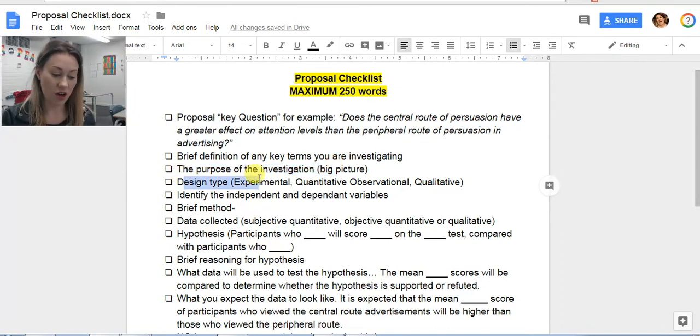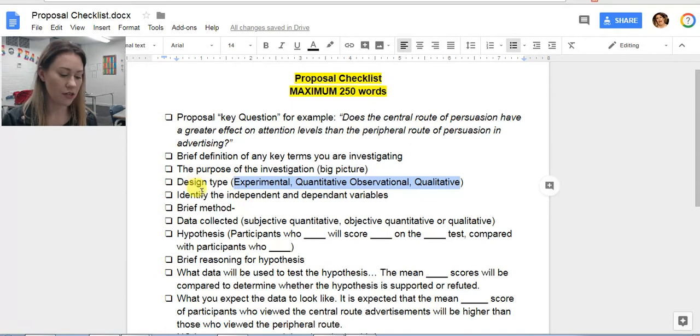The next thing is design type. So we've got three design types: experimental, quantitative, observational, or qualitative, just written here. Now, if you're not sure about these, check your textbook, but I also talked about them in the last video and how they would work in this investigation.